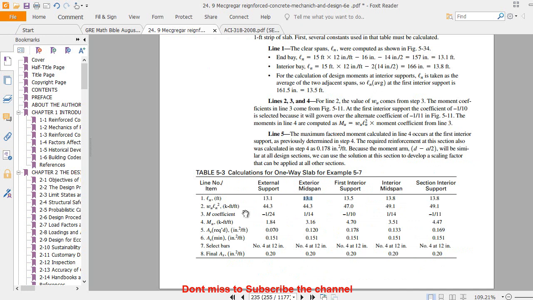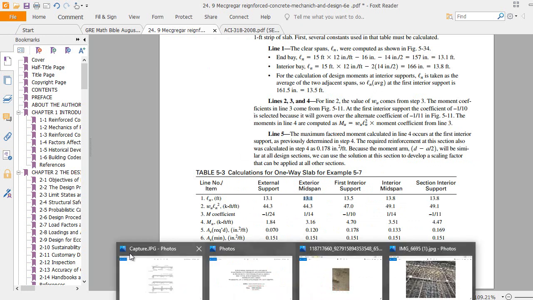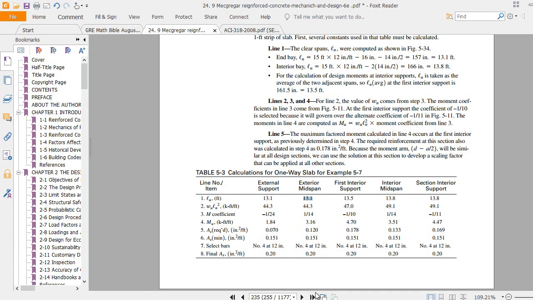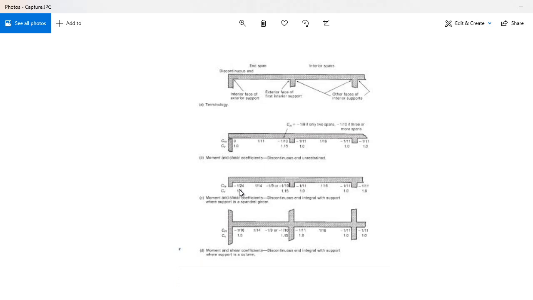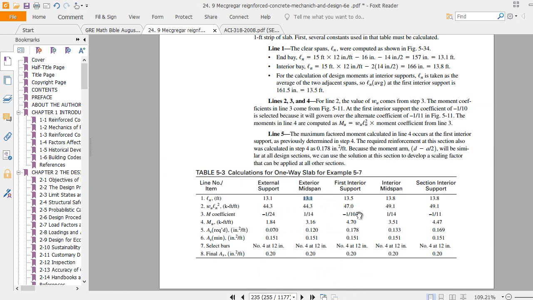Now the M coefficient is basically taken from this diagram, and here you see -1/24. So let me show you. -1/24, 1/14, -1/9, or 1/10, -1/11, and 1/16. So you see all those coefficients right here. Clear? Now MU is calculated. How is MU basically calculated? The procedure is already known. WU, this value is multiplied with this coefficient, you got this value. Clear?